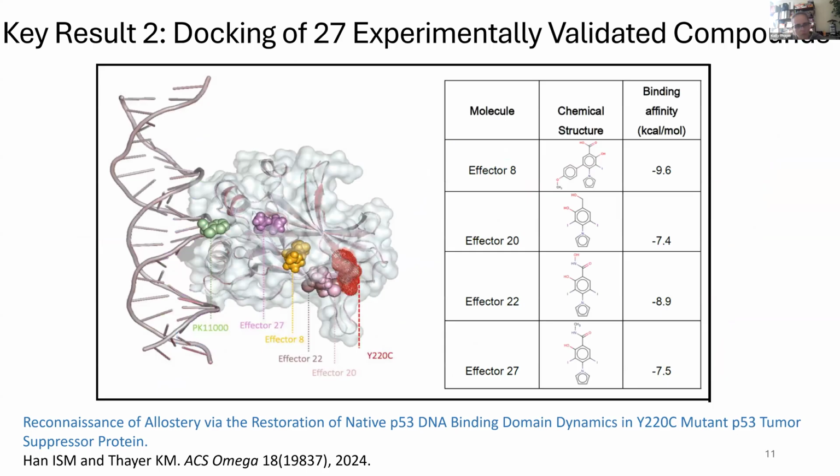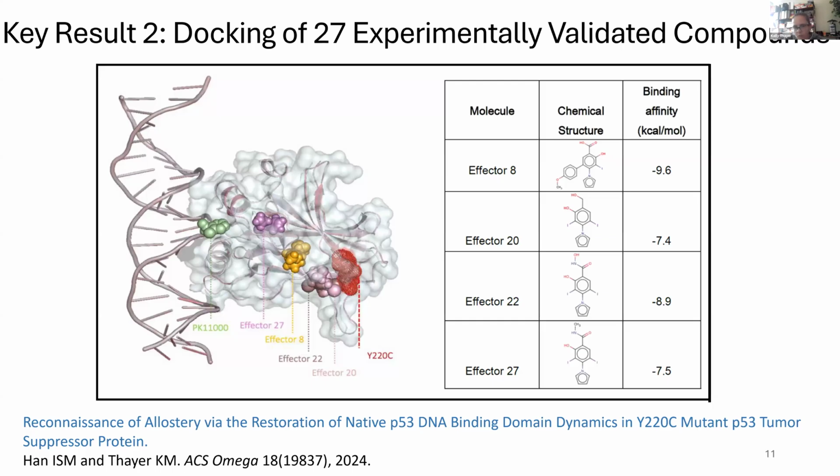Furthermore, we wanted to understand what was happening with a number of small molecule binders. So there have been some follow-ups to the PK11000 in the literature. These are collaborating groups and so on who had put out a number of binders. Actually, now there's another study in addition to this one. But at the time we did this study, there was a subset of 27. We're now up to 66.